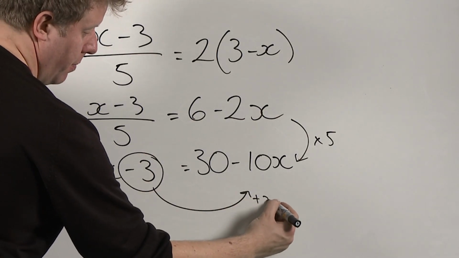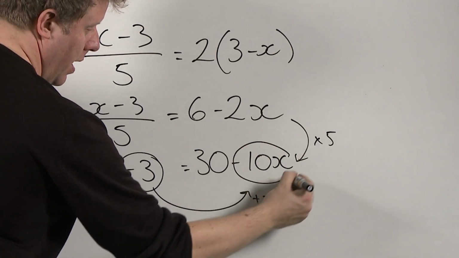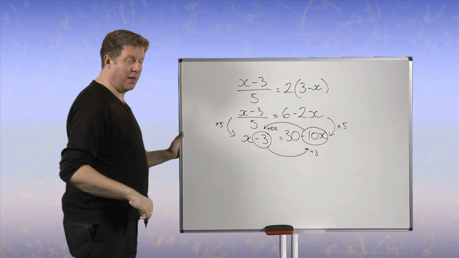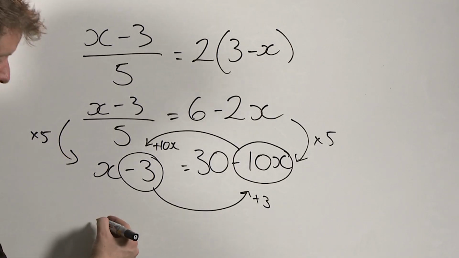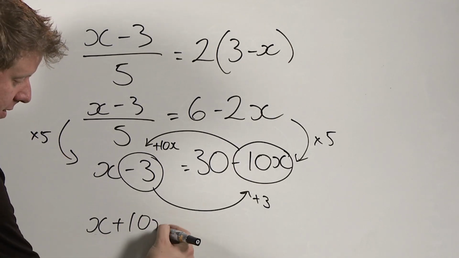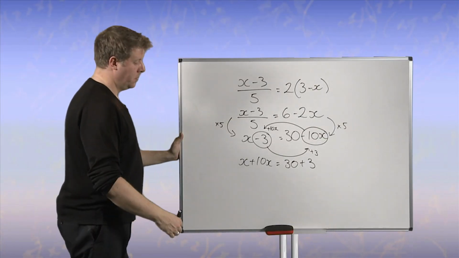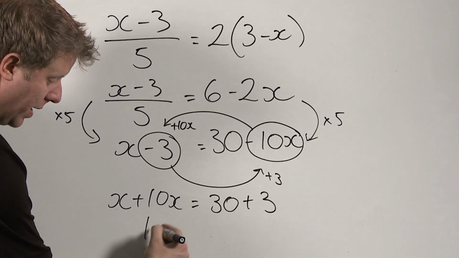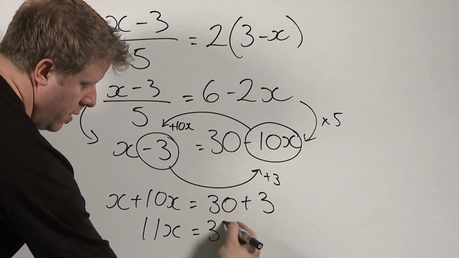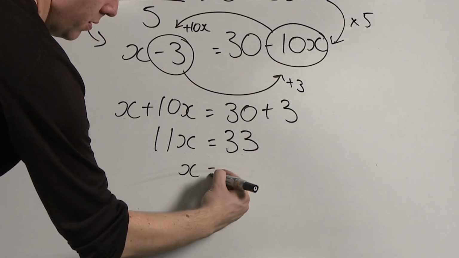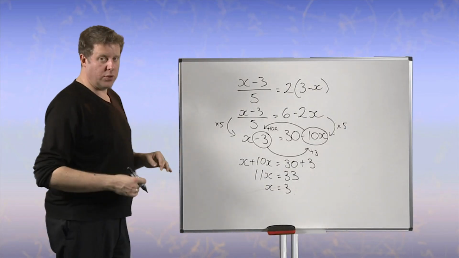Now, rearranging, getting all my letters on one side, the numbers on the other, minus 3 will come over this side and become plus 3, and minus 10x will come over and become plus 10x. So, writing what we've got now, we've got x plus 10x equals 30 plus 3. When I tidy up both sides, that will give me 11x equals 33. Now I can see my solution is x equals 3.